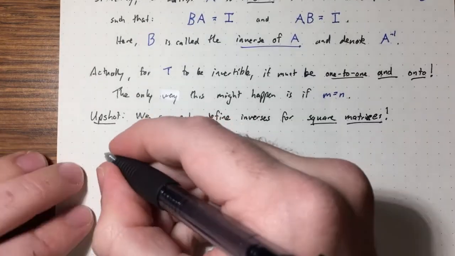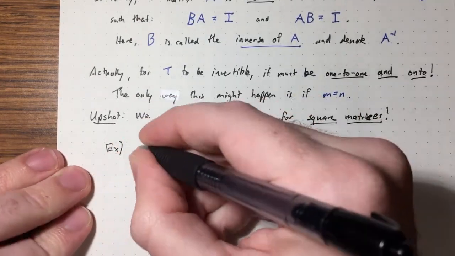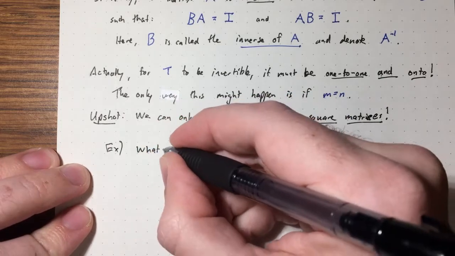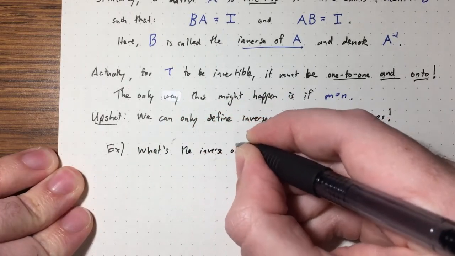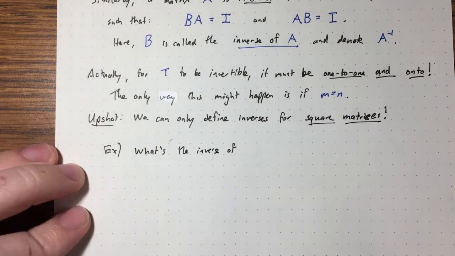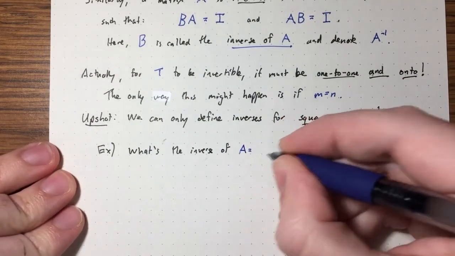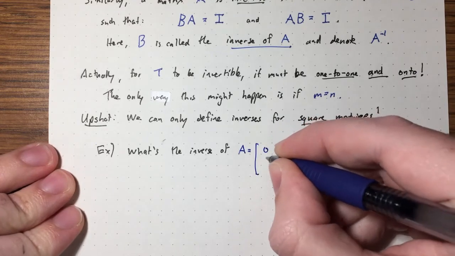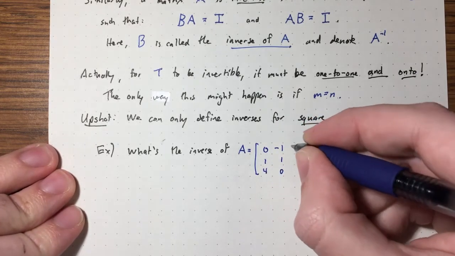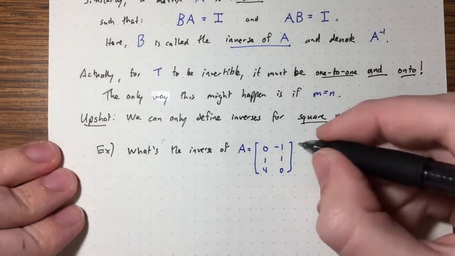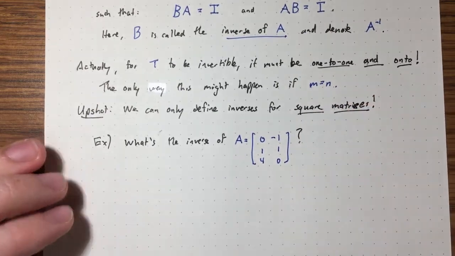So here's my first example. You should be able to answer this one immediately. Let's compute some inverses. So what's the inverse of this matrix? Alternatively, what's the inverse of the linear transformation given by this matrix? So how about 0, 1, 4, negative 1, 1, 0, and that'll be it. Okay, what's the inverse of that matrix?